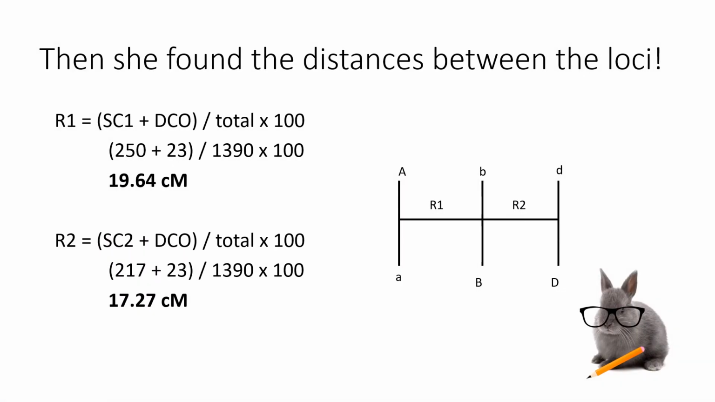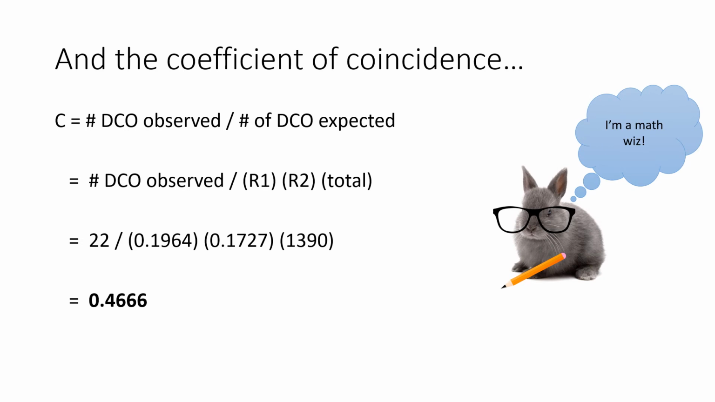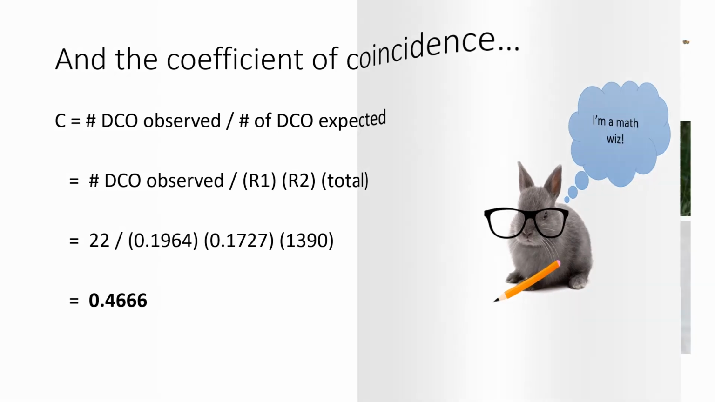Then she found the distances between the loci. R1 equals SE1 plus DCO divided by the total times 100. She got 19.64 centimorgans. R2 equals SE2 plus DCO divided by the total times 100. She got 17.27 centimorgans. C is found by taking the number of DCO observed and dividing it by the number of DCO expected. She got 0.4666.